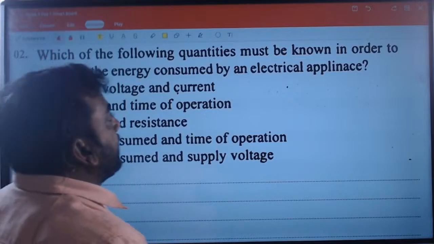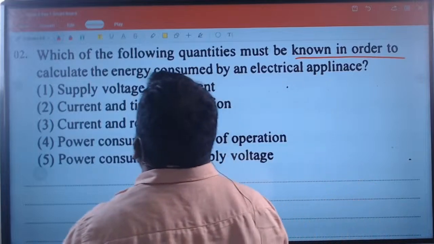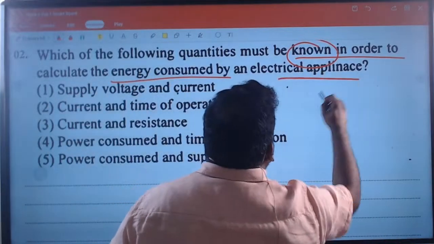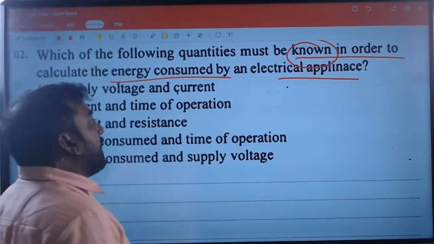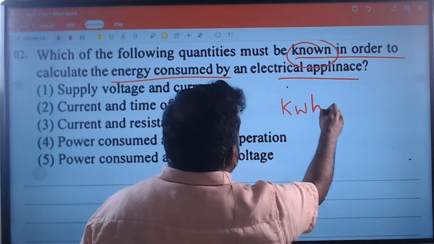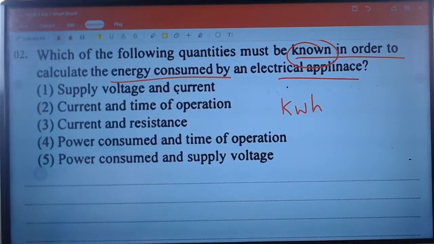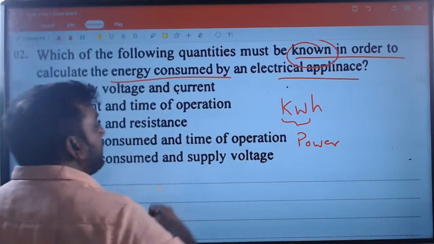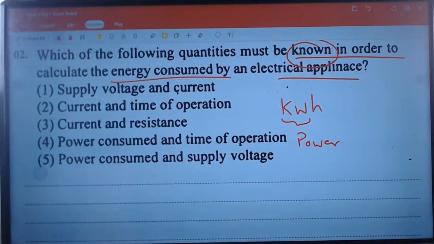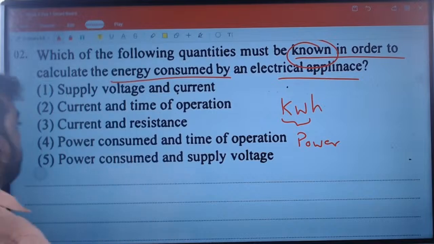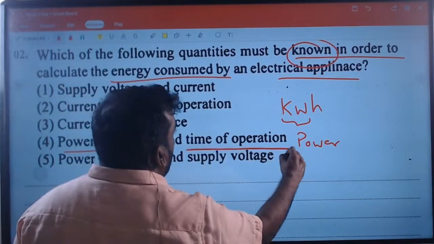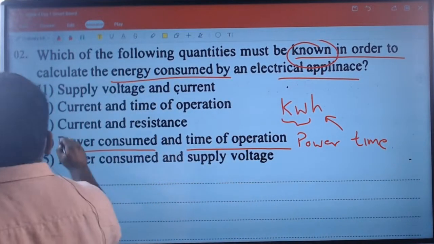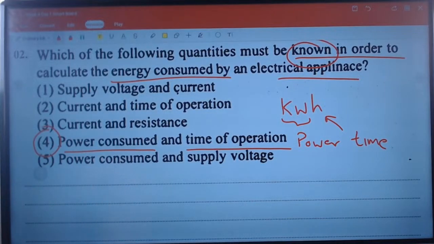Which of the following quantities must be known in order to calculate the energy consumed by an electrical appliance? Energy consumed by an electrical appliance means kilowatt hour. Technically you should know the power, and of course the time. Power and time. So look at this carefully: power consumed and time of operation. Directly we can say answer number 4.